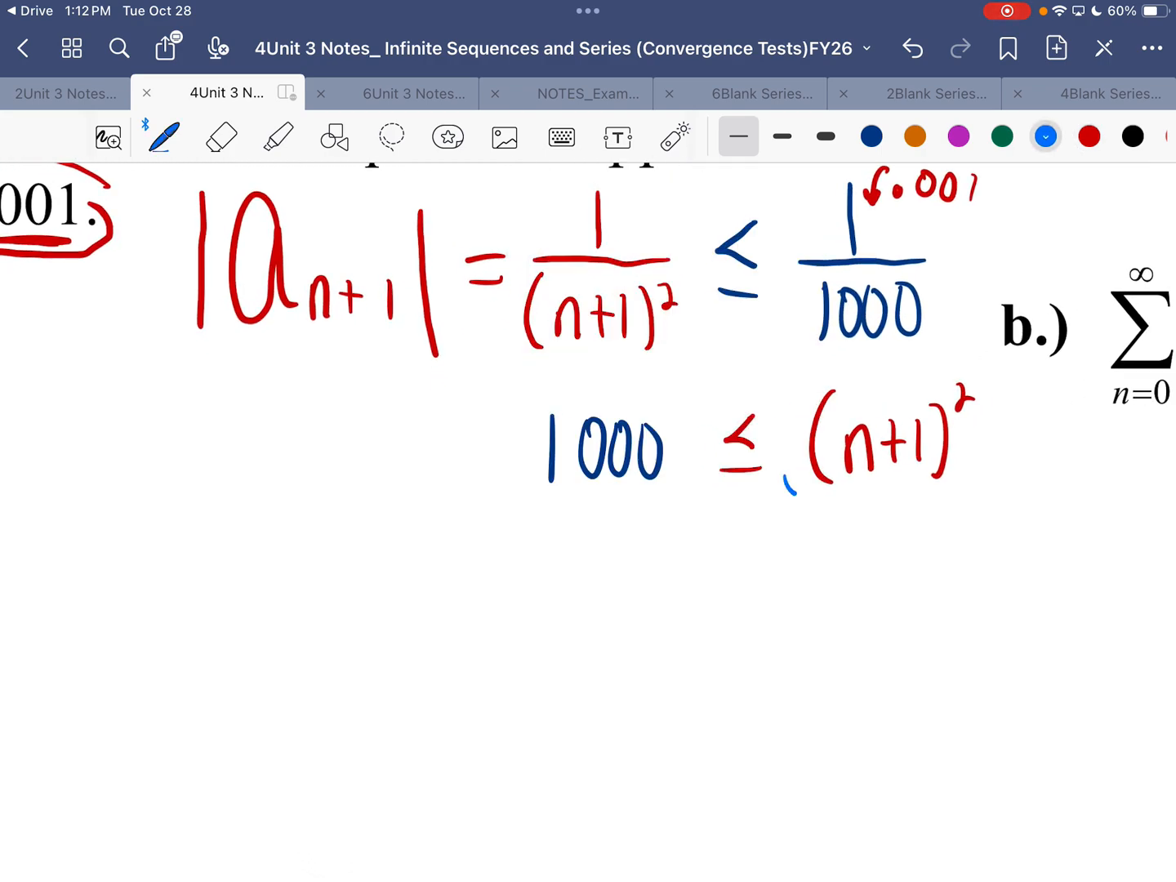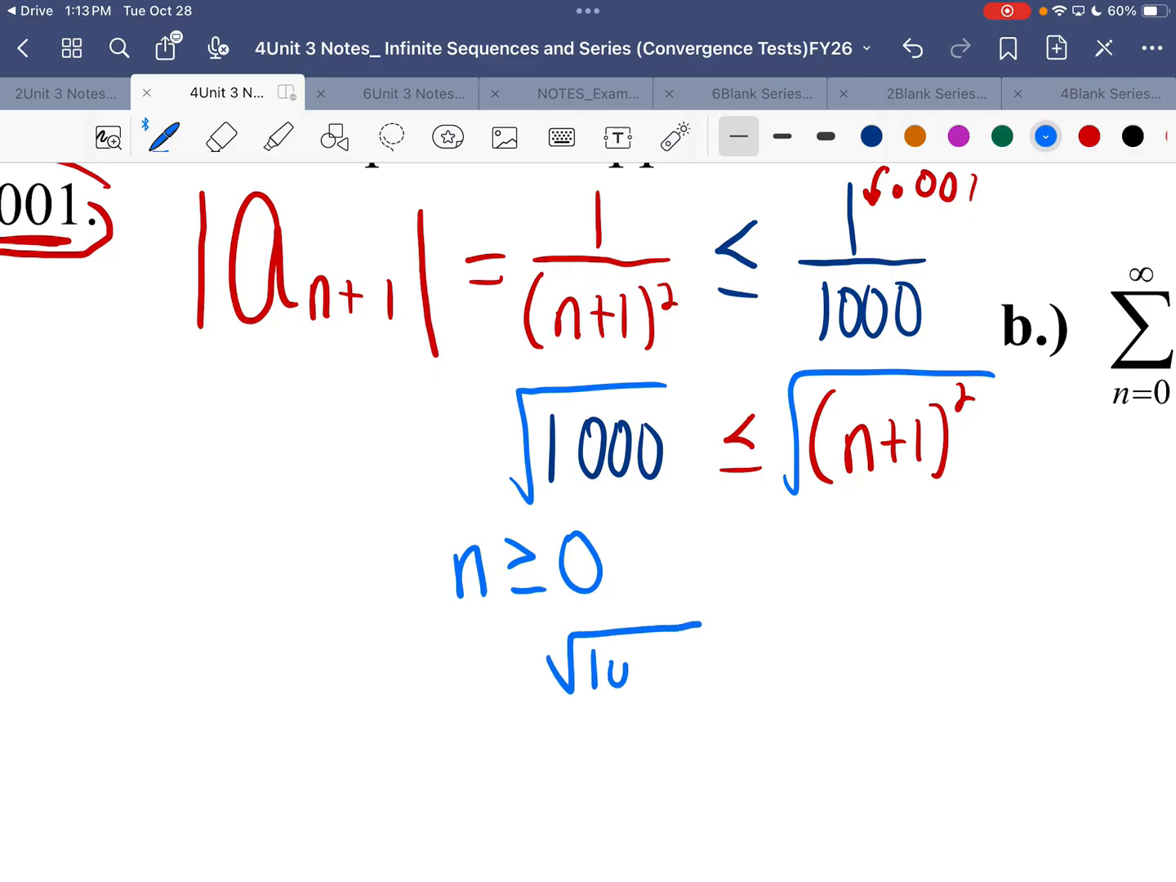Square root. When we square root both sides of something, we typically, especially in inequality, have to figure out the negatives and the positives. And that would also flip the sign of the inequality. But what do we know about n? It's always positive. So I'm not even going to deal with the negative square root of 1,000. So that means that my sign doesn't have to change directions either for the negative part.